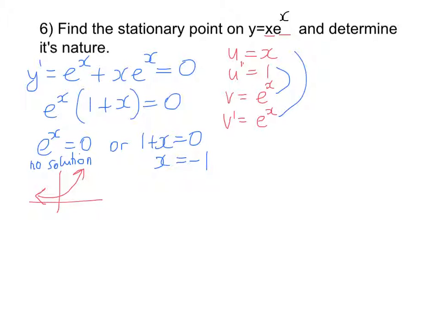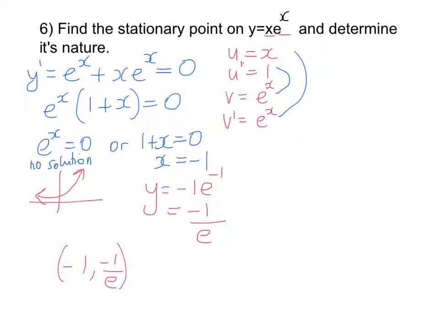Because it's asking for the stationary point and its nature, we need to find the y-coordinate of the stationary point, which we can find by subbing into the original equation. So we're going to let x equal -1. So let's do that and see what we get. We get y equals -1 e to the power of -1. And that can be simplified to -1 on e to the 1, which is just -1 on e, using our negative index laws there. So our point is going to be -1 on e.